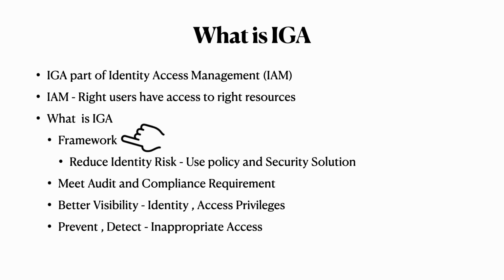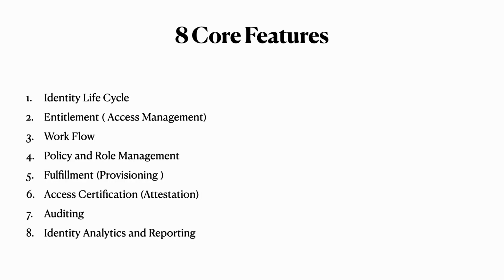IGA is a framework containing policies and security solutions to reduce identity-related risk more efficiently. It helps an organization meet audit and compliance requirements. Organizations get better visibility into identity and access privileges by implementing IGA, and it also helps to detect and prevent inappropriate access. This framework contains 8 core features. Let us take a look at them one by one.